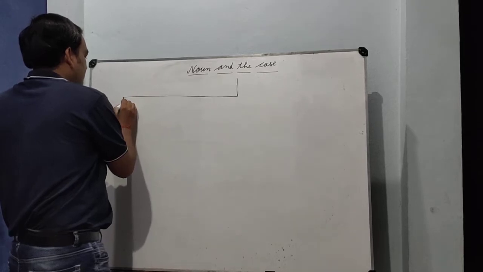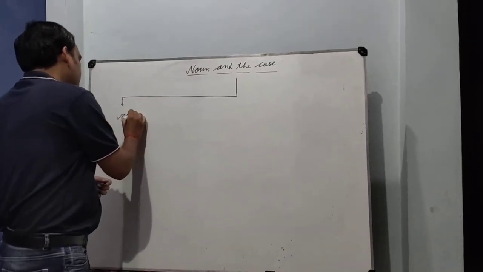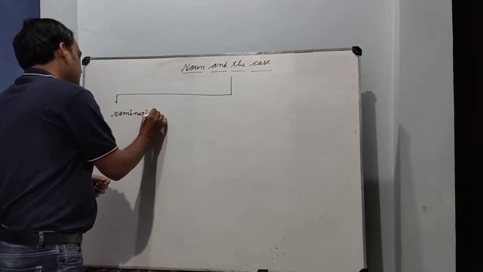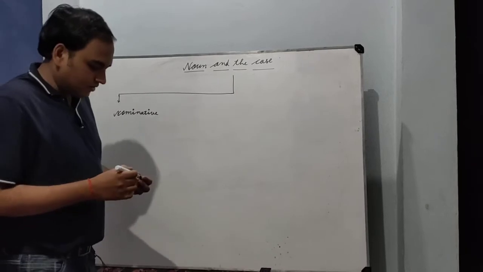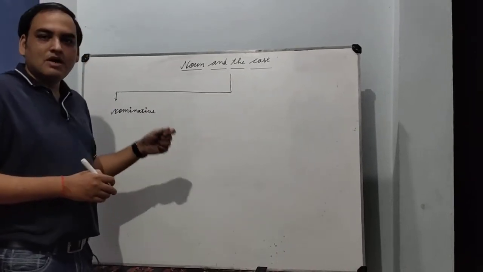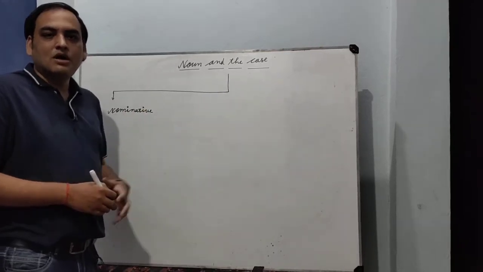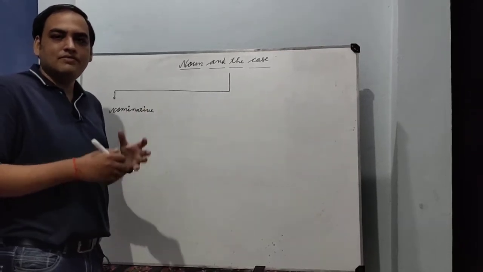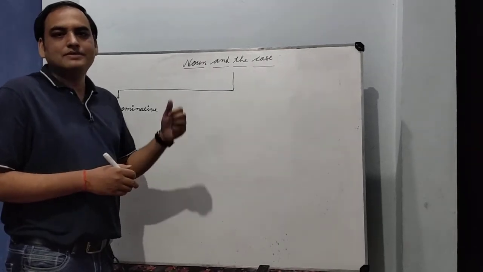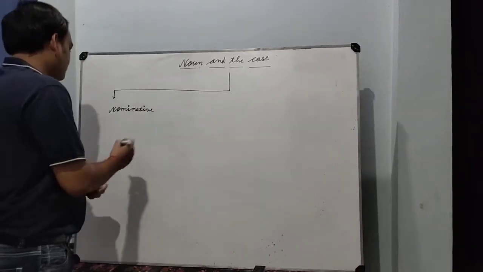The first case is nominative case of noun. What is the nominative case of noun? Here noun is used as a subject of verb, or we can say that noun functions as a subject of the verb of the sentence. Okay, so I am giving an example here.